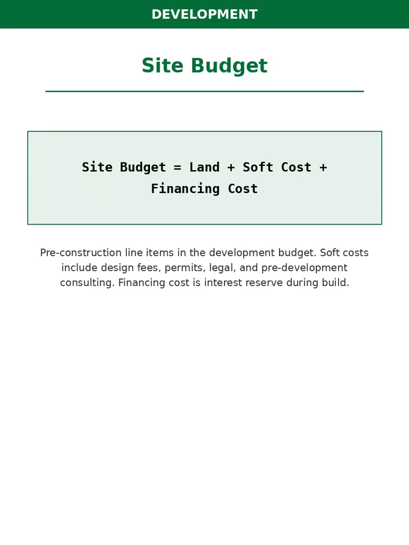Site budget. The formula is land cost plus soft cost plus financing cost. These are the pre-construction line items in a development budget. Soft costs include design fees, permits, legal, and pre-development consulting. Financing cost is the interest reserved during construction. Get the site budget right before you sign anything.